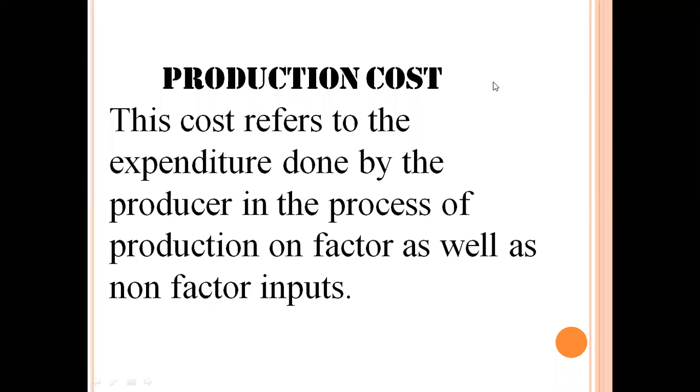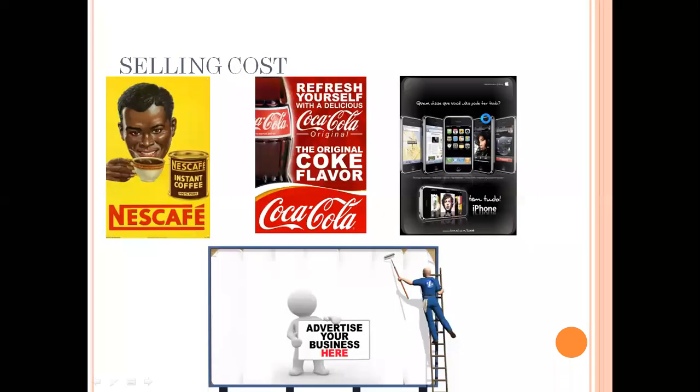Production cost. So production cost refers to the expenditure done by the producer in the process of production on factor as well as non-factor inputs. Factor inputs: land, labor, capital, entrepreneurs. Non-factor inputs, इनके अलावा भी अगर कोई खर्च हो रहा है तो सब मिला करके the total खर्च, the total expenditure which is being incurred on producing the commodity is ultimately known as the production cost. All right. So I hope this is clear to all.